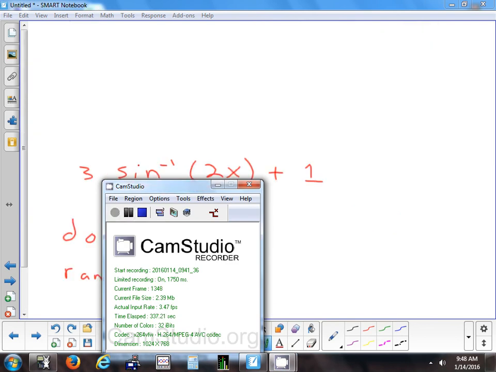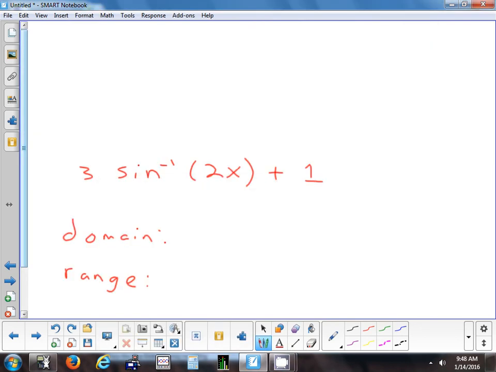All right, so one other kind of problem I'm going to give you is to find the domain and range of an inverse trig function after you do transformations to it. So here's a problem where I've done some transformations. And what you need to do to figure this out is start with the original domain and range and then work off of that.